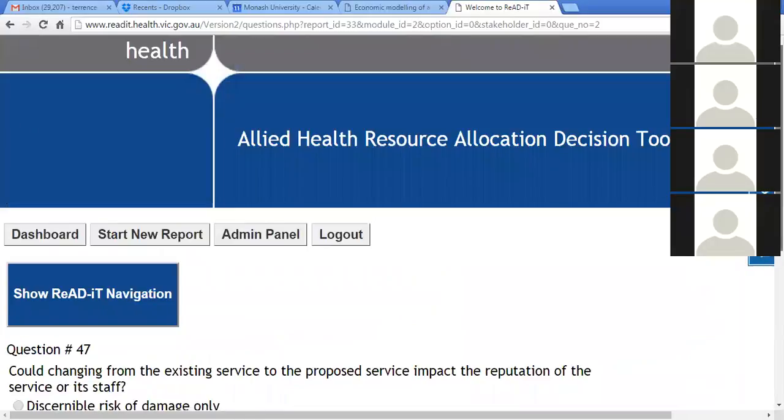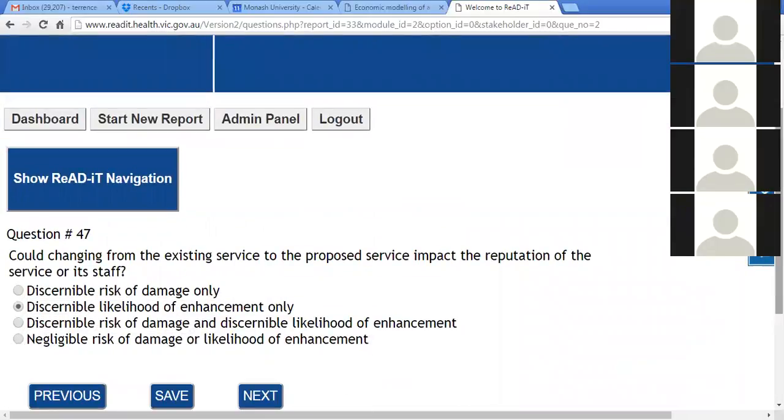Next question, 47. Could changing from the existing service to the proposed service impact on the reputation of the service or its staff? Sometimes when switching from one service model to another, or removing a service or adding a particular service, there can be potential reputational issues for the health service that need to be considered. In this instance, I've said no. There's probably a discernible likelihood of enhancement, particularly in the Frauto region, of providing this new service. And we don't think that those in Strongo Hospital would notice too much if we reduced the service or changed the service model that we have.